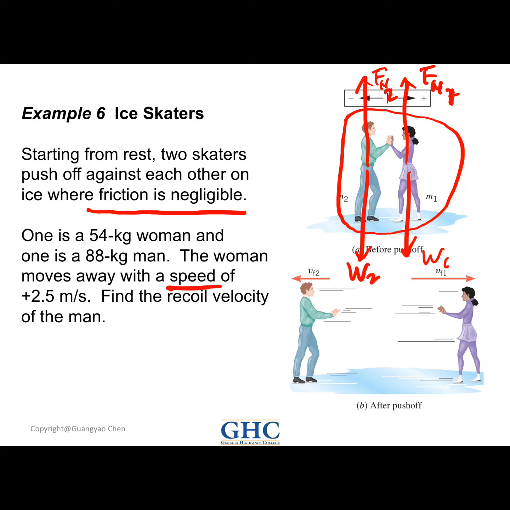External forces add up to 0. So there's no net external force acting on the system. There is only internal force, which is a push from the man to the woman or from the woman to the man. Those are internal forces. So momentum of the system is conserved in this case because there is no external force acting on the system of these two persons.